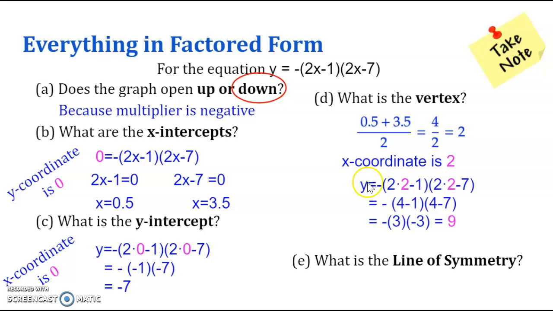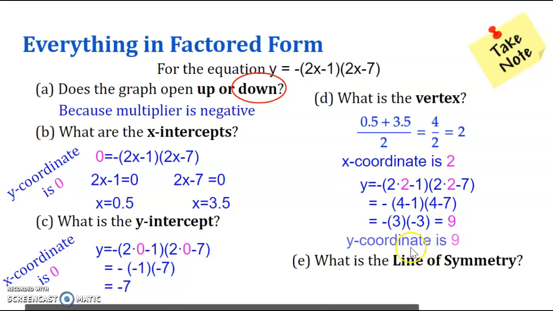Now that I've figured out the x-coordinate, I can figure out the corresponding y-coordinate for that point. So you plug 2 into our original equation for x, and then you get 2 times 2 minus 1 in the first parenthesis, 2 times 2 minus 7 in the second parenthesis, all multiplied by negative 1. So that becomes 4 minus 1 is 3, 4 minus 7 is negative 3, so it is positive 9. So I know that the y-coordinate of the vertex is 9. So the vertex coordinate is (2, 9).